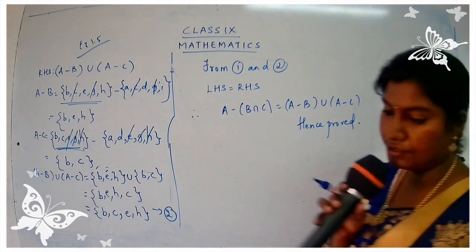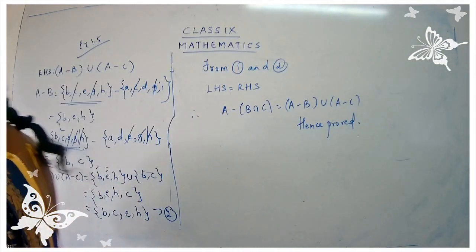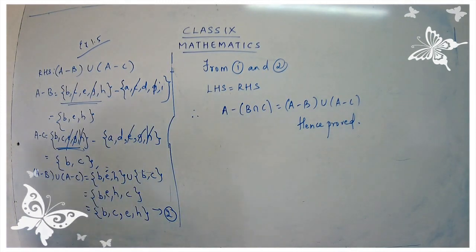So from 1 and 2, LHS is equal to RHS. So A minus B intersection C is equal to A minus B union A minus C. Okay children, so we have proved the sum number 5.